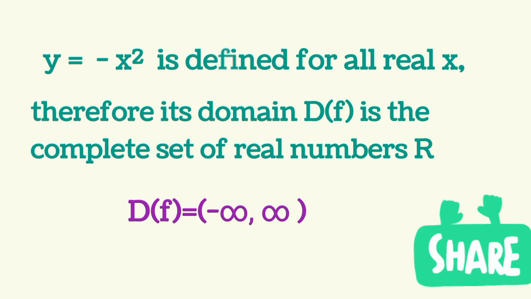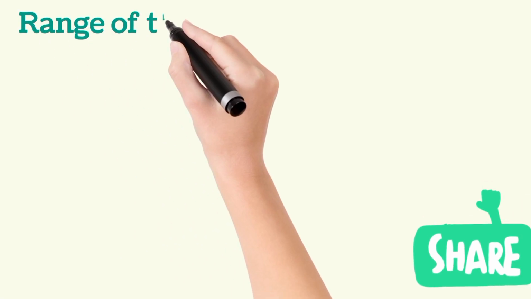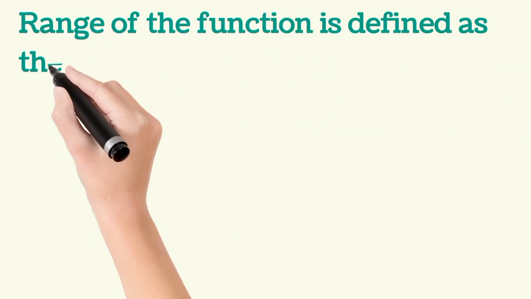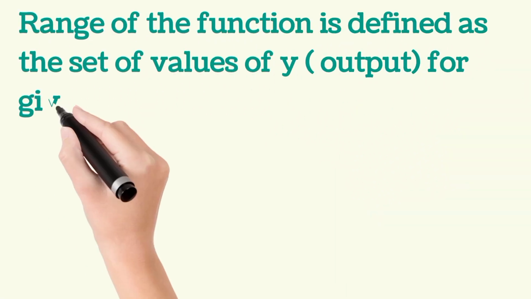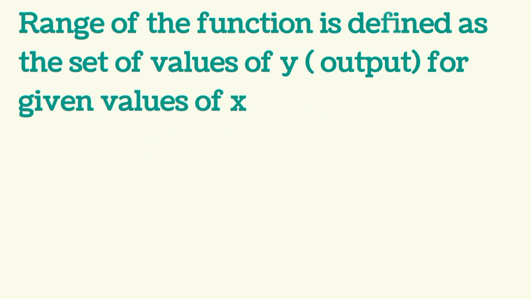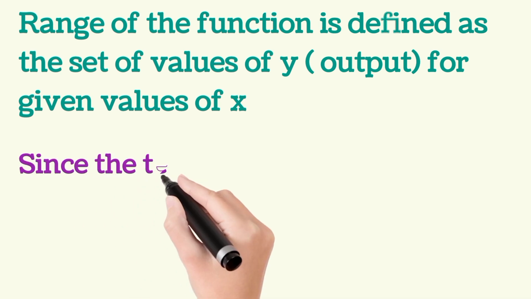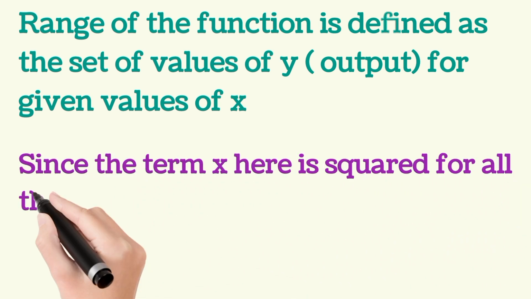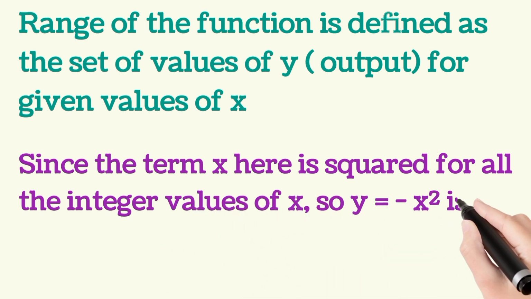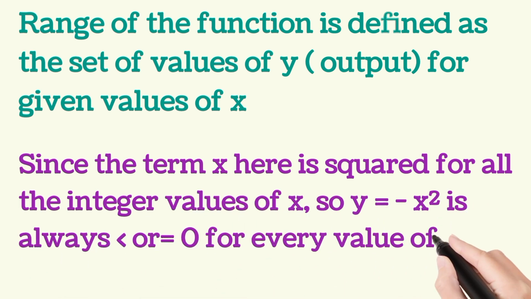Now for range, we know that the range of the function is defined as the set of values of y for given values of x. That means what output we are getting while putting the value of x. Since the term x here is squared, for all the integer values of x, y is equal to minus x square is always less than or equal to 0 for every value of x.